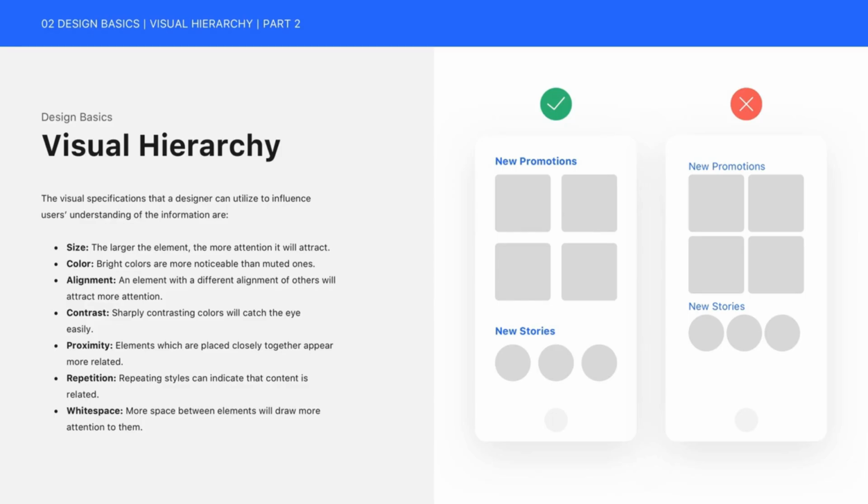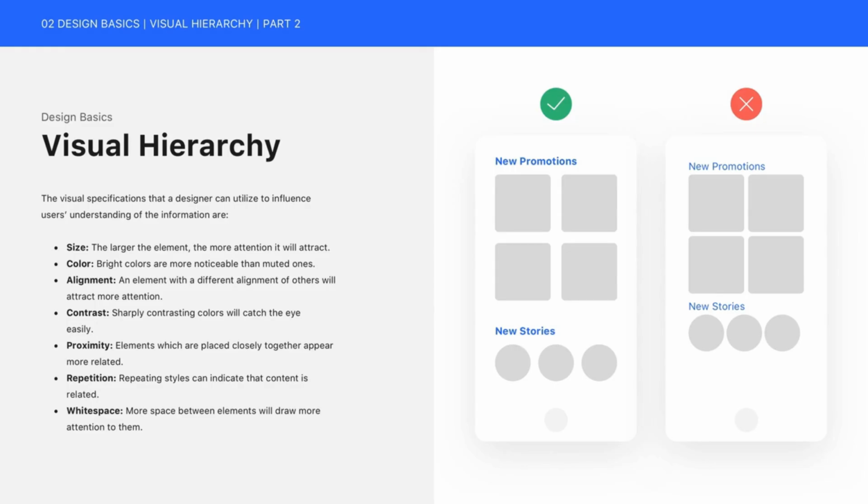The next item is proximity. Elements which are placed closely together appear more related, and that's true. If you look at the pictures on the right side, you can see we have 2 different screens. Let's focus on the left screen. As you can see, we have 2 different sections, new promotions and new stories. Can you realize that elements in both sections are placed closely together so that users can easily understand that they are related together?